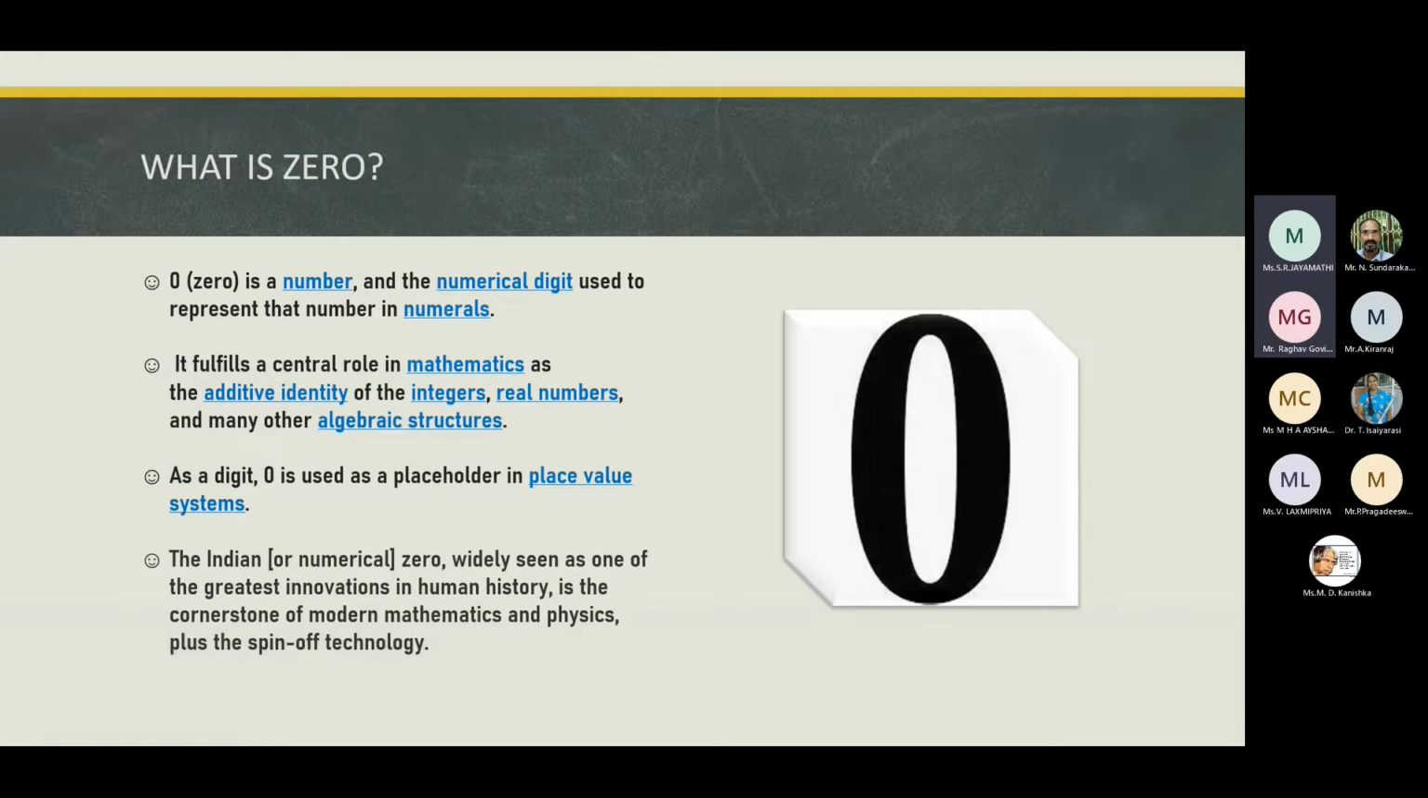0 is a number and the numerical digit used to represent the number in numerals. It fulfills a central role in mathematics as the additive identity of the integers, real numbers, and many other algebraic structures. As a digit, 0 is used as a placeholder in place value systems. The Indian 0 or numerical 0, widely seen as one of the greatest innovations in human history, is the cornerstone of modern mathematics and physics, plus the spin-off technology and computer science technology.